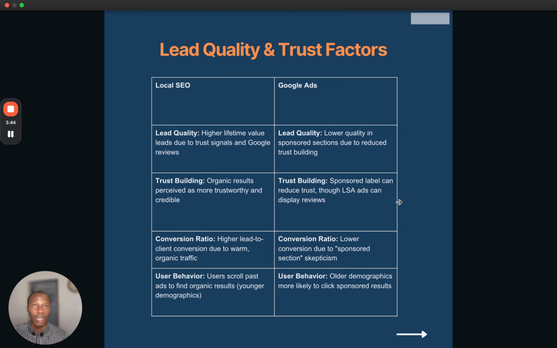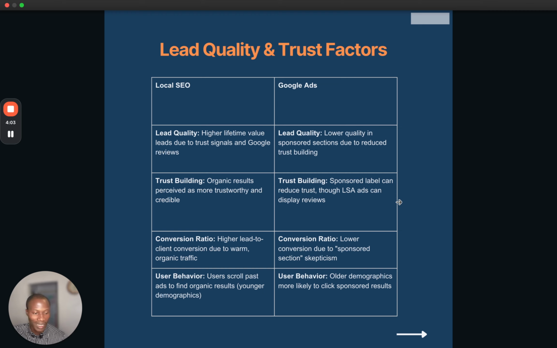So once a lot of people see your ads and see the sponsored tag with it, they kind of go, oh, now I don't want to go to this business. Let me look for businesses that are actually ranking on the top search, and they deserve the spot for being there over time. So another thing is trust building. Organic results are perceived as more trustworthy than paid ones.